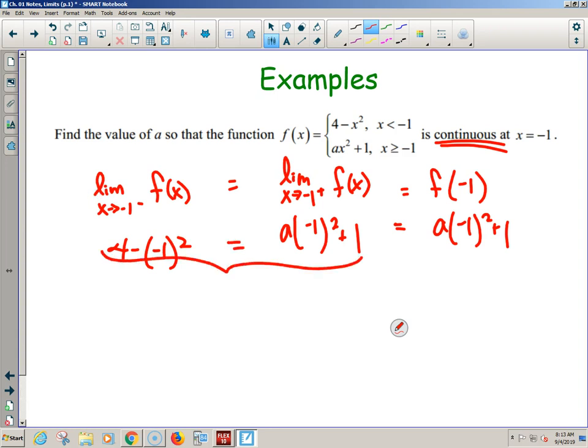Do you see the math? You cheese it at this point because now I have 4 minus 1 is going to be 3, and then I have a times 1 squared is a plus 1. What must a equal? What does a equal to make this function continuous?